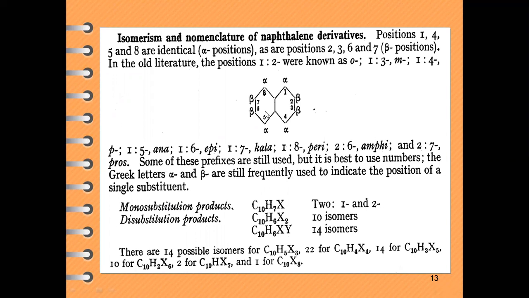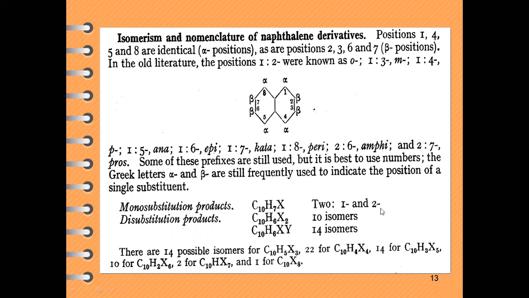If there is substitution in a given naphthalene ring, and if the substitution is single, then we are going to name those substitutions with the help of the Greek letters alpha and beta. Now, if the naphthalene ring is mono-substituted, with only a single substitution, then the structure of naphthalene is going to have 1 and 2 isomers.